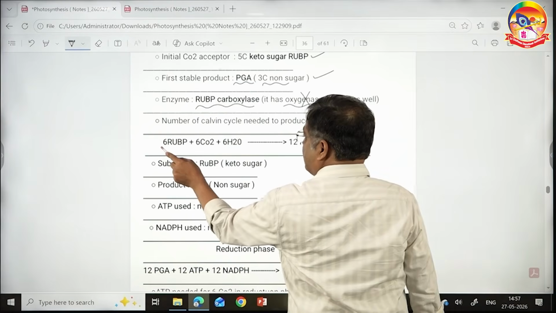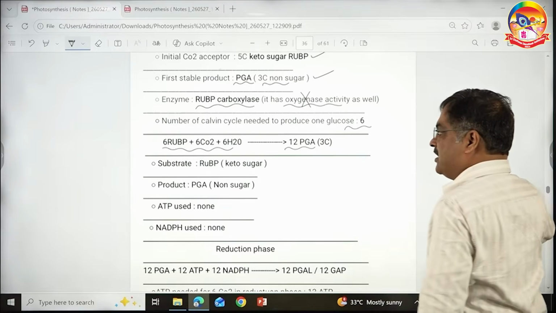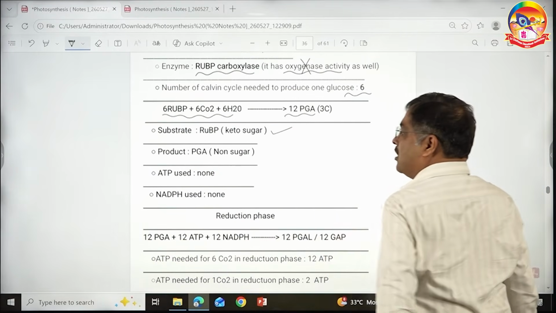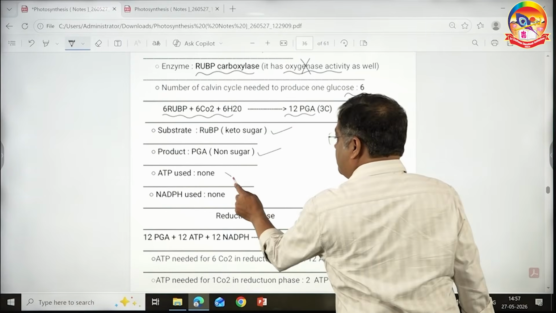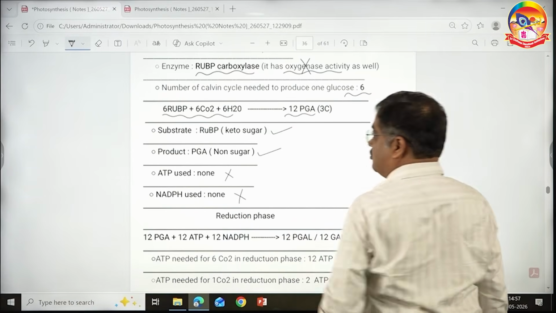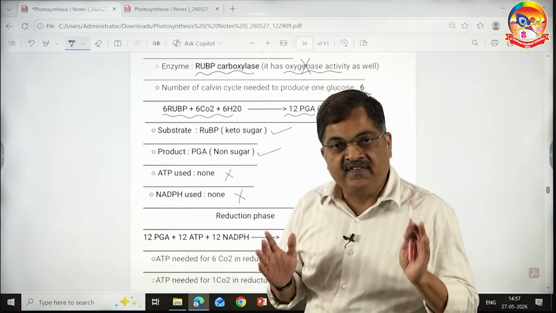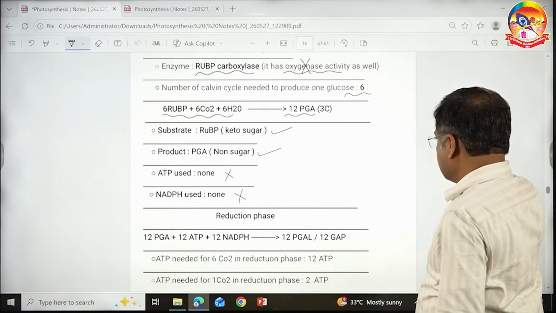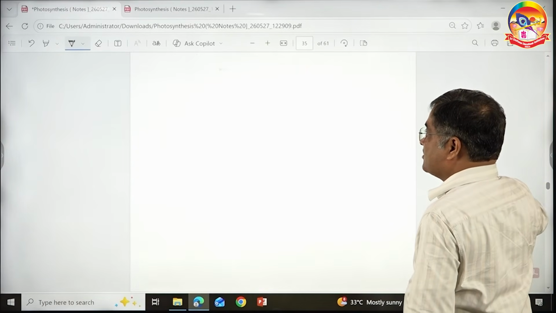This is the equation, children: 6 RuBP plus 6 CO2 and 6 water give rise to 12 PGA. The substrate is keto sugar and the product is phosphoglyceric acid. No ATP used, no NADPH2 used. Perfect. That completes the first phase of the Calvin cycle, which is the carboxylation phase. Now, let us go to the next phase, children. What will happen in the next phase?